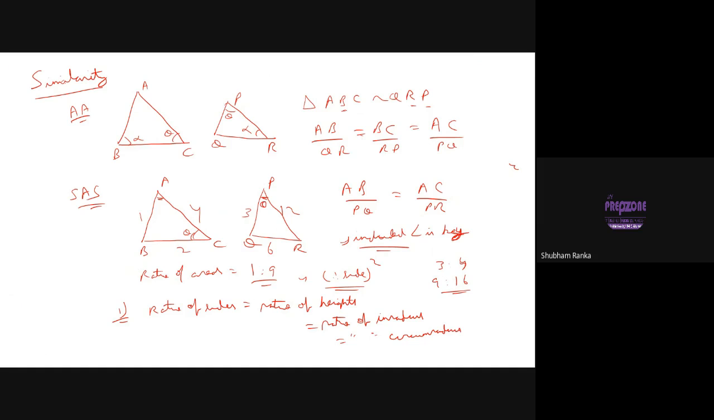So two triangles are similar. Side ratios obviously people would realize are the same, but even the height ratio, the inradius ratio and the circumradius ratio will also be the same. So if the side ratio is 3:4, the ratio of inradii of those triangles will also be 3:4, and the ratio of circumradii will also be 3:4. Only the ratio of area would be the square.